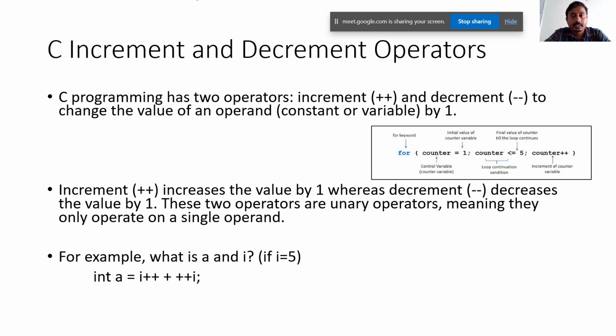Then we have the increment and decrement operators. We have the plus plus symbol and the minus minus symbol. This is the increment operator. What is the working of the increment operator? It increments the value of the variable by 1, and the decrement operator decrements the value by 1. You usually see these operators in looping statements, in order to manipulate the loop counters.